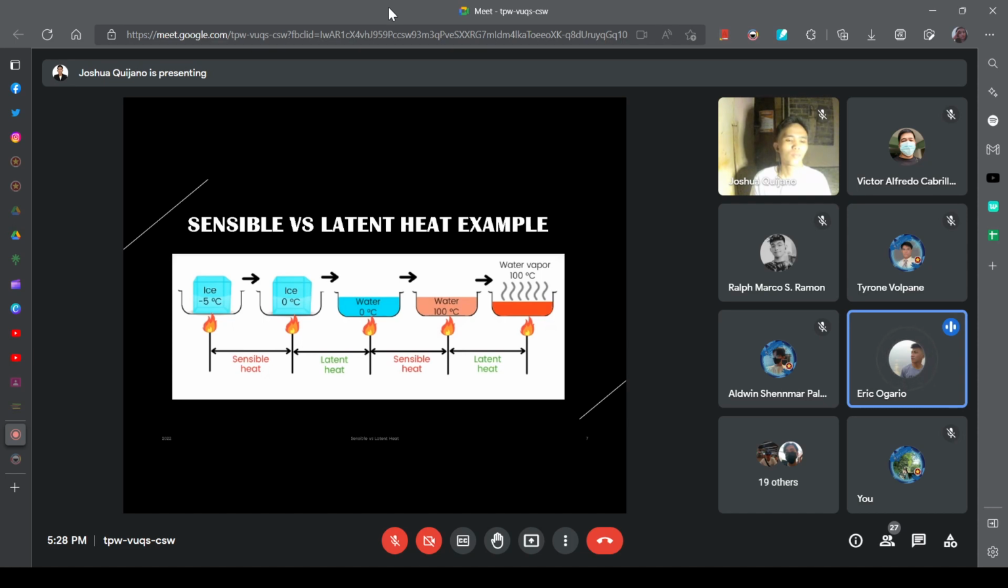temperature. Then yung sa third one is 0 degrees of water into 100 degrees of water. So sensible heat naman siya kasi maramdaman natin na nagbago yung temperature niya pero same pa din siya na water. Then yung last is latent heat which is 100 degrees of water into 100 degrees of water vapor. Nagbago siya ng state of matter pero same pa din siya ng temperature.